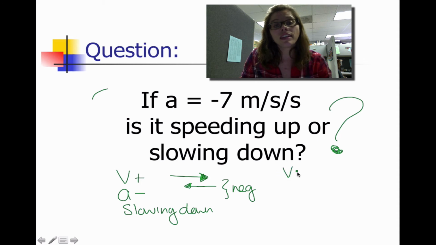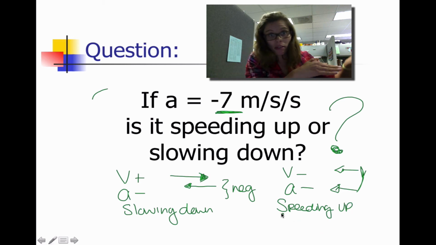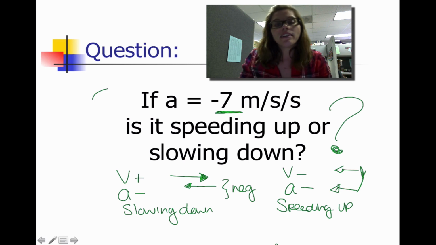What if the velocity is negative, so we're traveling backwards, and acceleration is negative because we're given a negative acceleration right here? So acceleration is backwards. Since velocity and acceleration are in the same direction, this would be speeding up. The acceleration is pushing velocity to get faster and faster and faster. So because this acceleration is negative, that does not tell us whether it's speeding up or slowing down. We need to know more information about the velocity to know speeding up or slowing down.